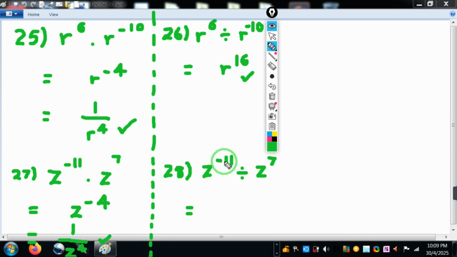100%. Z minus 11 minus 7 is minus 18. Z to the power of minus 18.